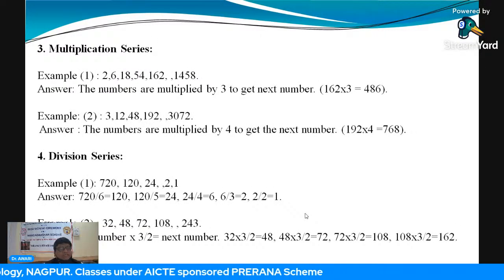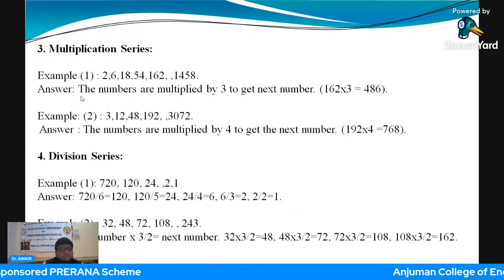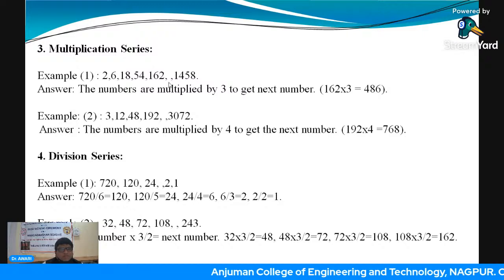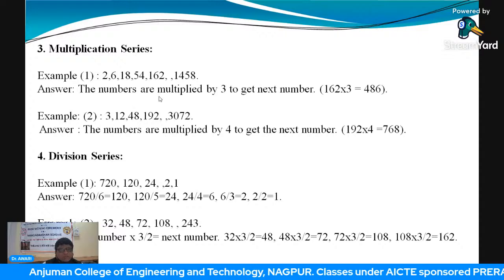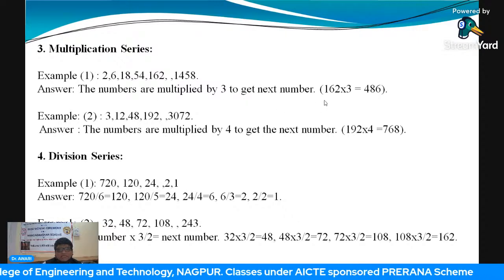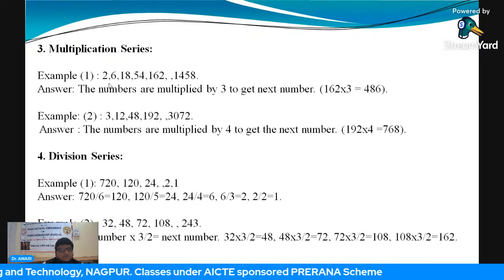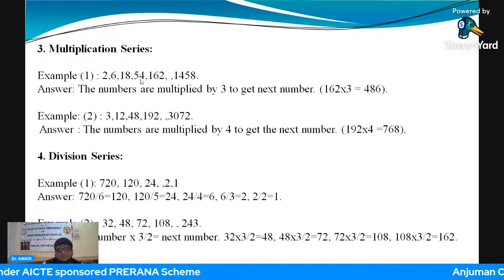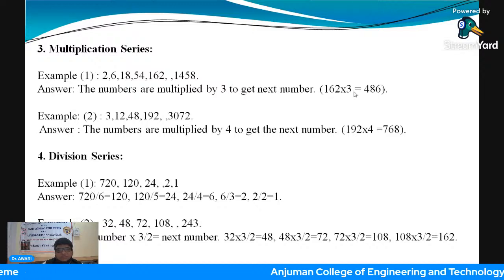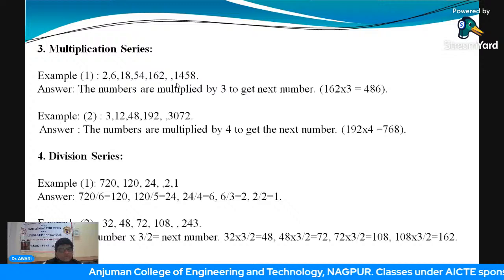Then the multiplication series. An example of a multiplication series is 2, 6, 18, 54, 162, and the missing number is here, after 162. So the numbers are multiplied by 3 to get the next number. 2 into 3 is 6, 6 into 3 is 18, 18 into 3 is 54, 54 into 3 is 162. Now you have to calculate 162 into 3, that is 486. And then the final number, 486 into 3, is 1458.